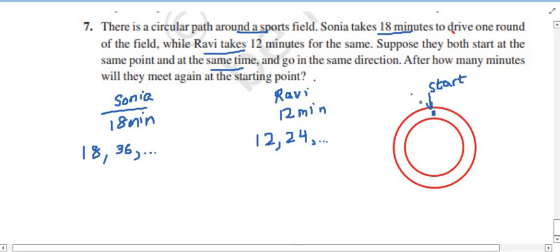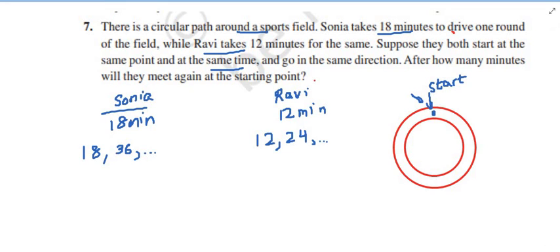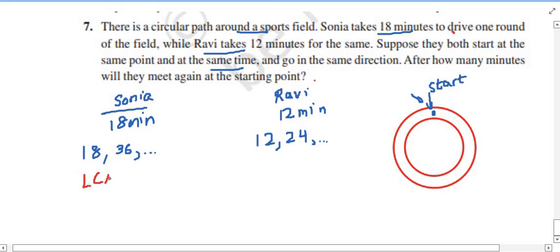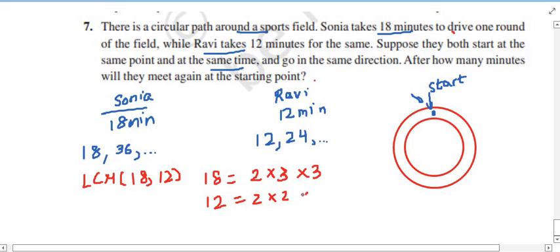So if they start from the starting point at the same time, and we want to know after how many minutes they will meet again, it means we have to find the LCM of these two numbers. That is, we have to find the LCM of 18 and 12. To find the LCM, we need to find the prime factors of 18 and 12. Prime factors of 18 are 2 times 3 times 3, and for 12 it is 2 times 2 times 3.